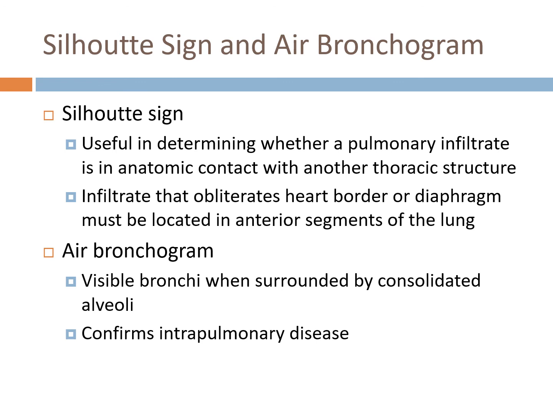And then an air bronchogram. Generally, the intrapulmonary bronchi are not visible because they contain air and they're surrounded by air. So there's really no differentiation. You can't see a difference. However, if the bronchi are surrounded by consolidated alveoli, like they have a pneumonia, then they become visible because the air within the lumina stands out in contrast to that surrounding consolidation or fluid.